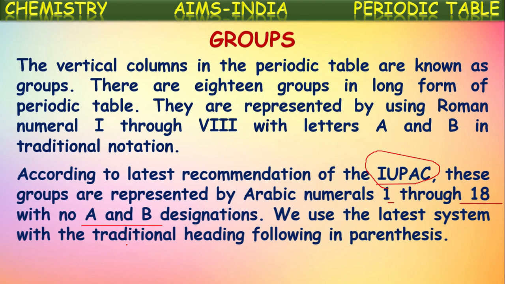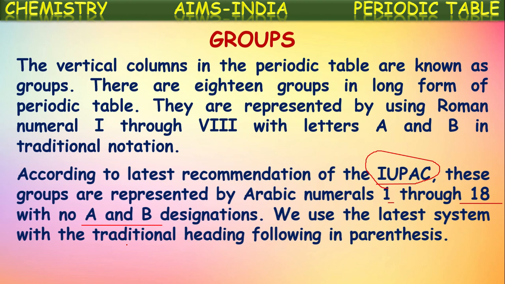So there were totally 16 groups earlier, as per the Roman numerals representation, because in the 8th B group the 8th, 9th, 10th columns are all together considered as 8th B group. So totally 8 main groups, each subdivided into 2 subgroups A and B. But according to the latest recommendations of IUPAC, these groups are represented with Arabic numerals from 1 to 18 without any subgroup representation. Directly they are given a number. Suppose it is third A group, it is represented as 13th group. That's it. So we use the latest system with the traditional heading following in parentheses.